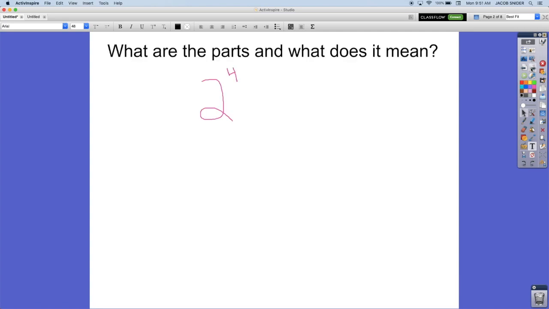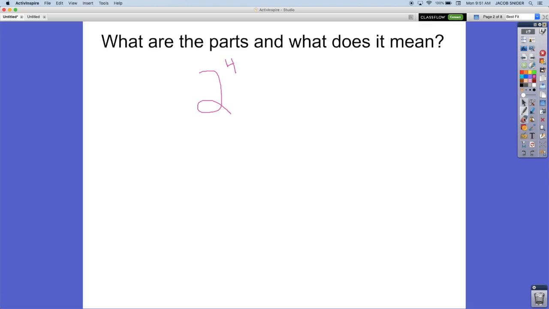Let's rock and roll. So before we get into the rules of it, we need to know what we're talking about, okay? So what is this? I have an example up here. What are the parts and what does it mean? So I have 2 to the 4th. There's 2 different parts to this number, if you want to call it that. We call them 2 different names. Write this with me, 2 to the 4th. So I got 2. We call that the base. And this is one you probably know, the exponent. Okay, so we have a base and we have an exponent.